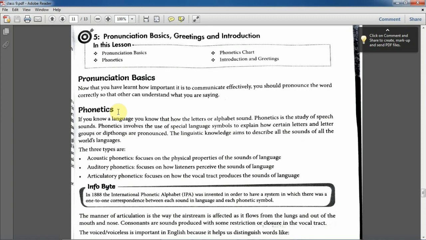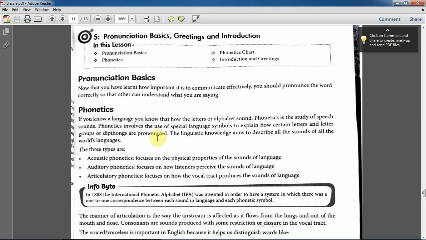If you know a language, you know how the letters or alphabet sound. Phonetics is the study of speech sounds. Phonetics involves the use of special symbols to explain how certain letters and letter groups or diphthongs are used. You have seen in your phonetics class how you should place your tongue and how you should let the air pass through your mouth. Diagrams were already there; here those diagrams are not given.